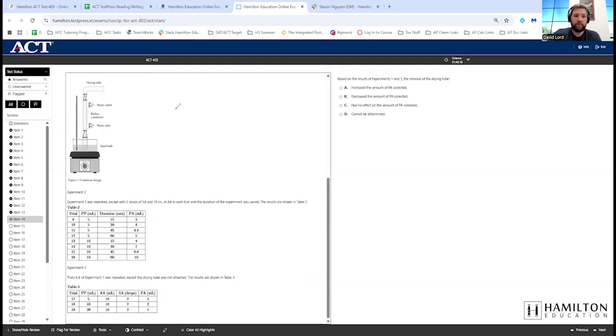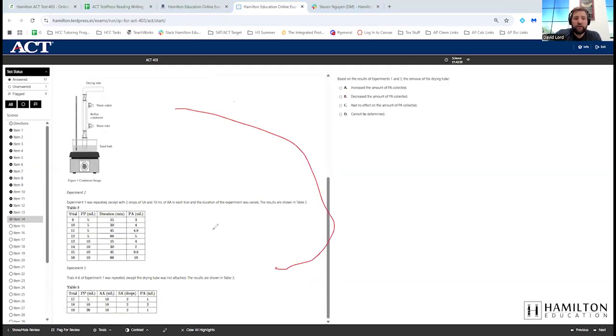So we want to compare this to this. Looking quickly at experiment 3, it says 4 and 6 of experiment 1 were repeated, except the drying tube was not attached. So typically the independent variables are at the left, and then the dependent variable, the thing we're measuring, is on the right.